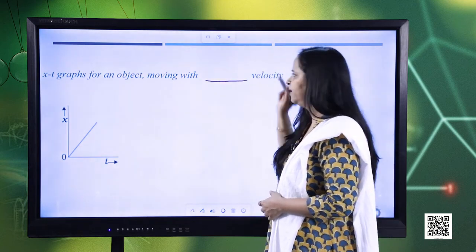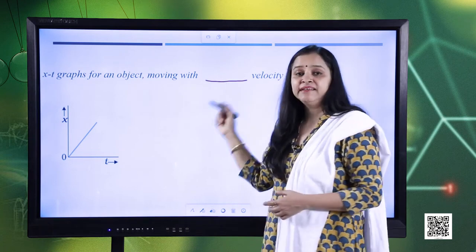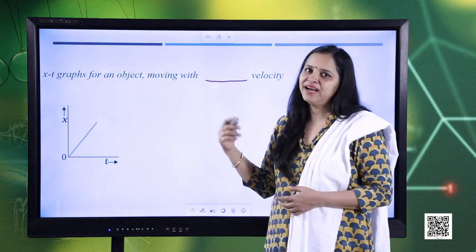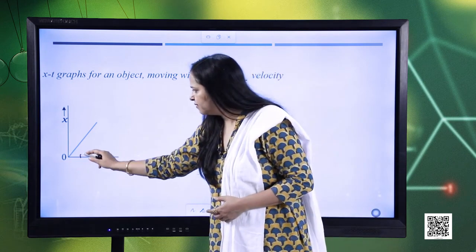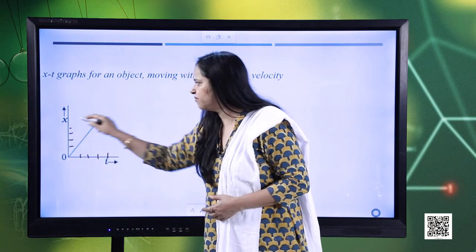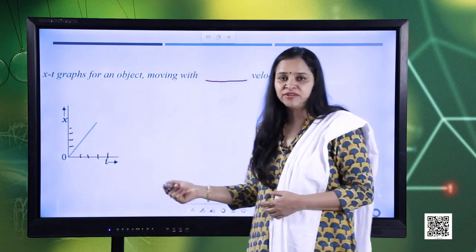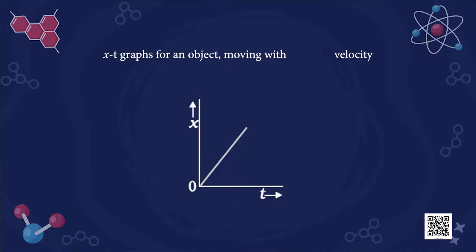So what should be filled here? The xt graph of an object moving with, is it a positive velocity or a negative velocity? So we see here that with time the position is increasing in the positive direction, so the object is moving with the positive velocity here. It is moving with the positive velocity.